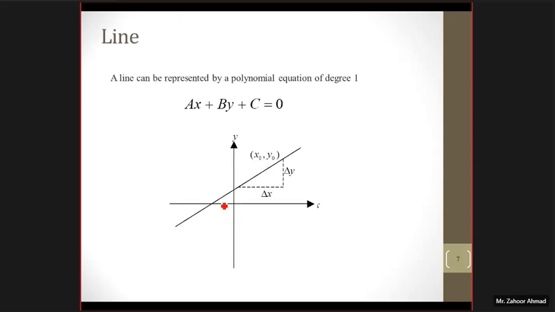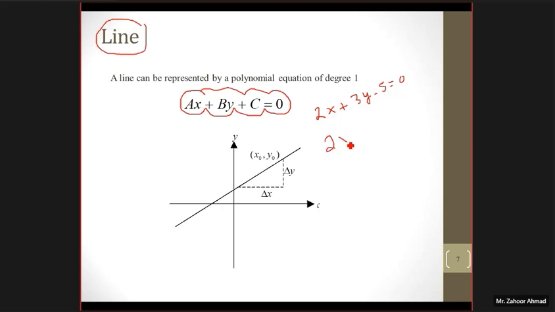Now if you have to draw, for example, a line, there is a linear equation which defines a line. For example, ax plus by plus c is equal to 0. It is the general form. However, for example, if we have an equation like 2x plus 3y minus 5 equals 0, I can write it as 2x plus 3y equals 5.